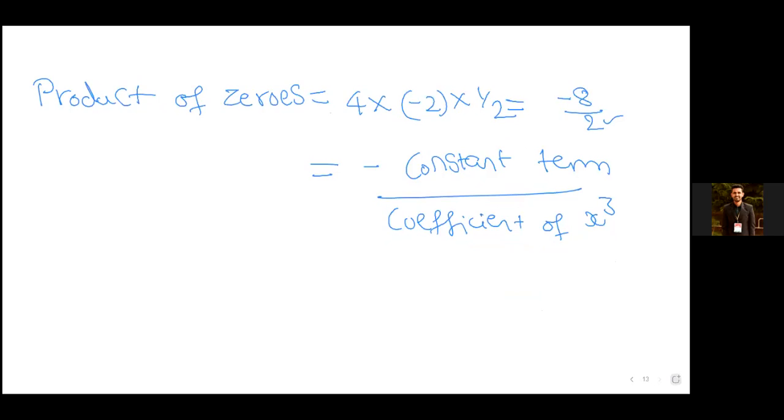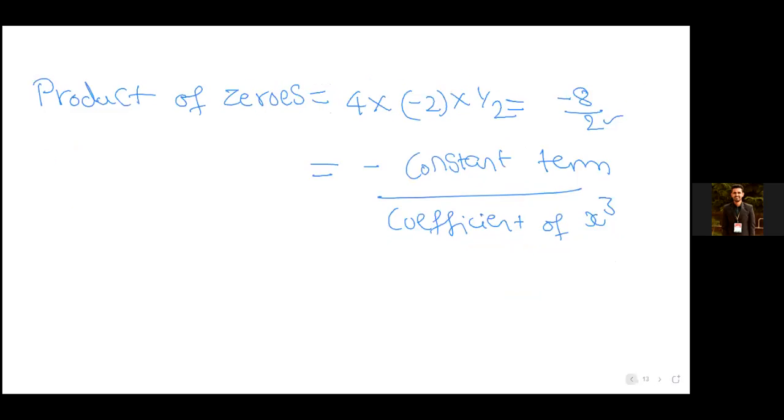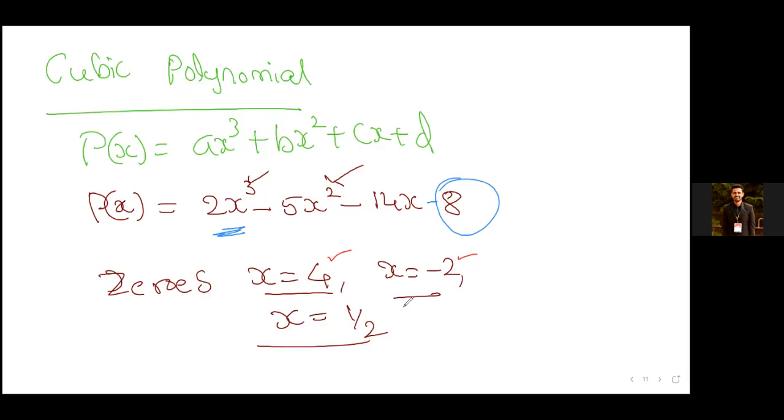And there is one more relationship that says sum of the products taken two at a time. If you take the sum of the products which are taken two at a time, we have three zeros, right? 4, minus 2, and 1 upon 2. First, we take the product of these two, then add it to the product of these two, then again we add it to the product of this and this.